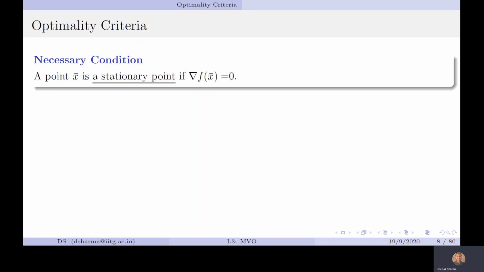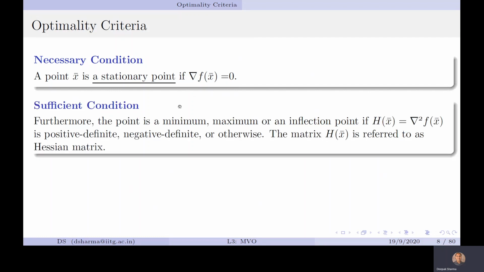So let us rewrite all the optimality conditions together. The necessary condition says that a point x bar, and now we are referring to this as a stationary point. Why? Because we don't know whether this point is minima, maxima, or the saddle point. So we are saying that x bar is a stationary point if the gradient of the function at this point is 0. The sufficient condition says that furthermore, the point is a minimum, maximum, or an inflection point.